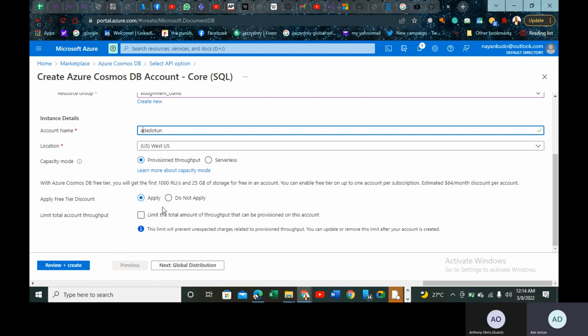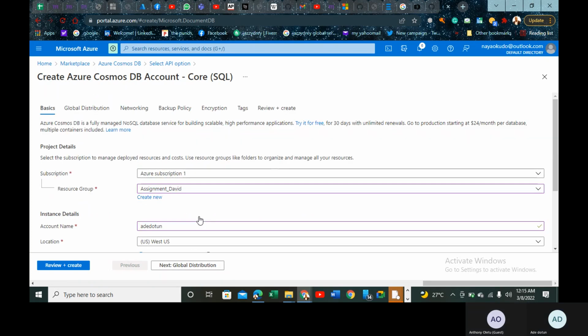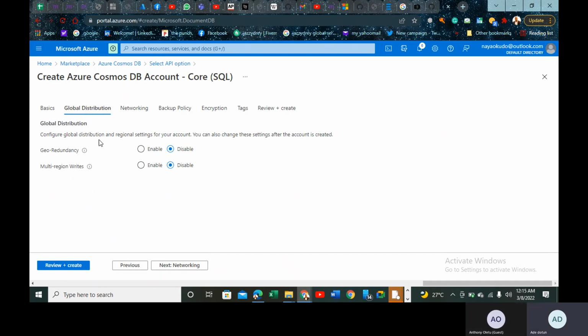Apply free trial discount, apply, limit total account or approve. So let's go to global distribution. Like I said, disabled. Multi-region writes means that they can copy their data and put it in different regions.